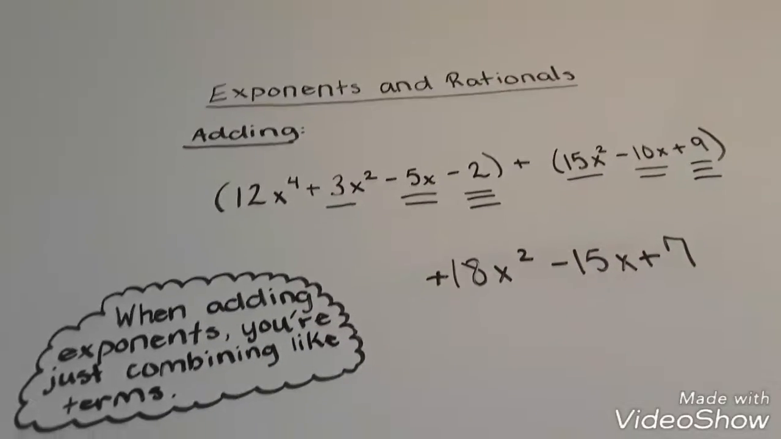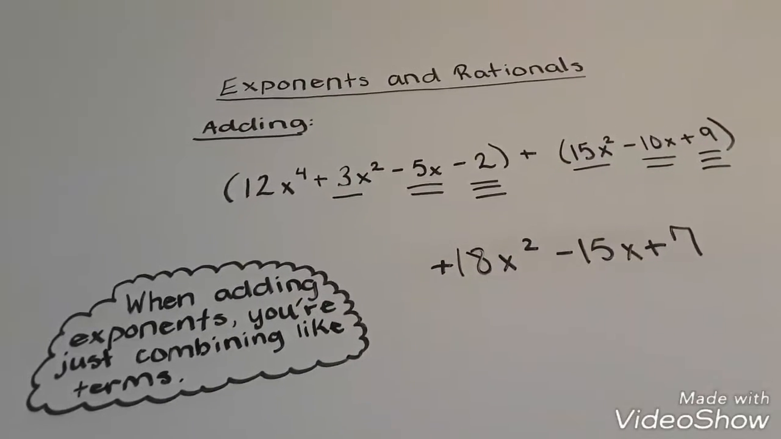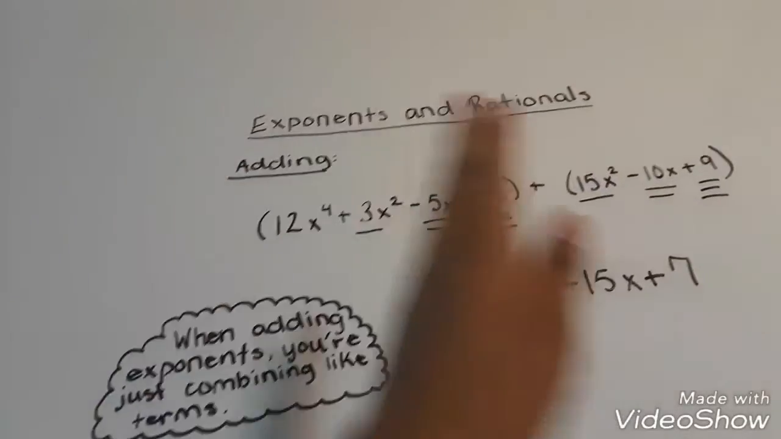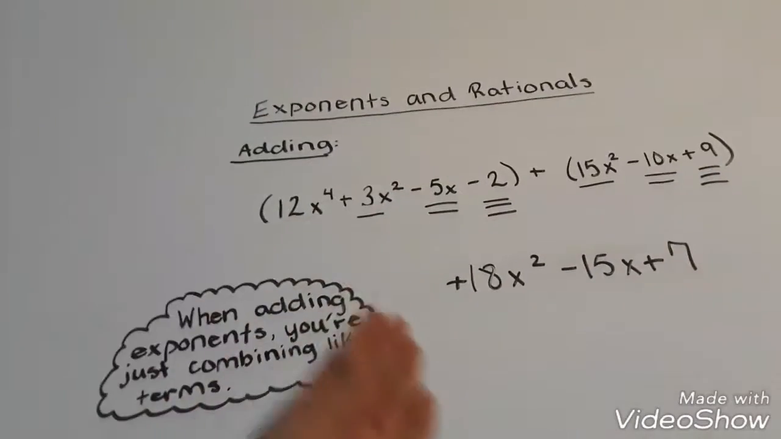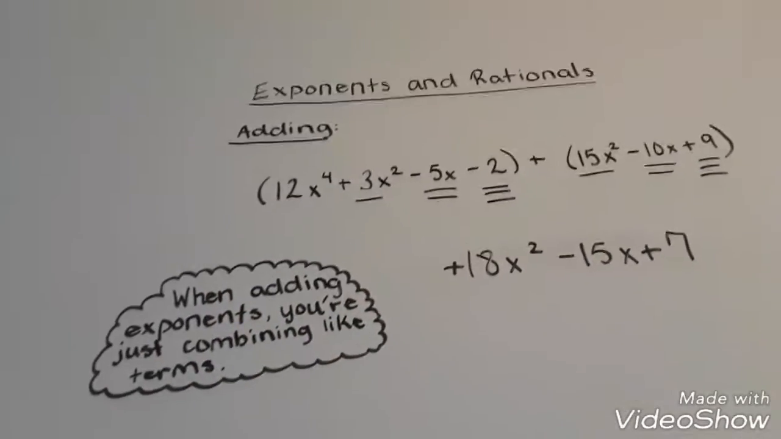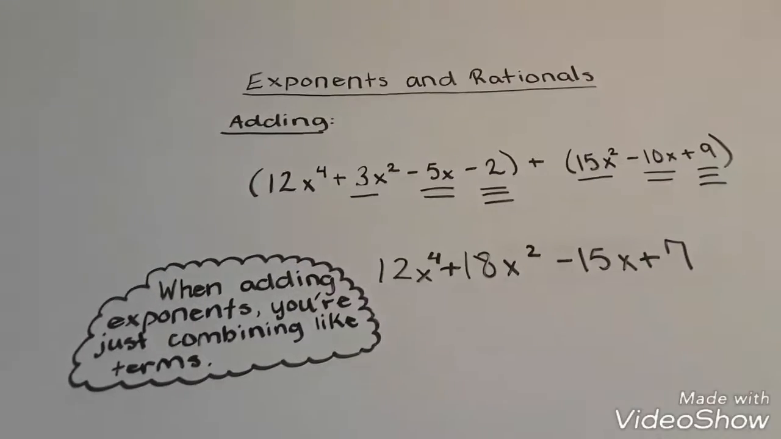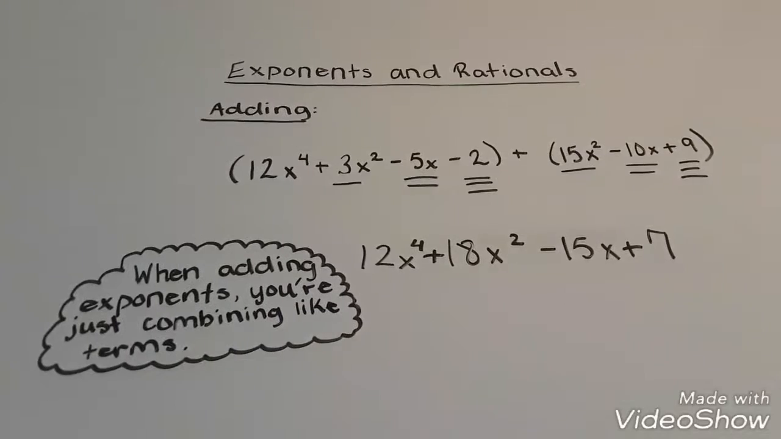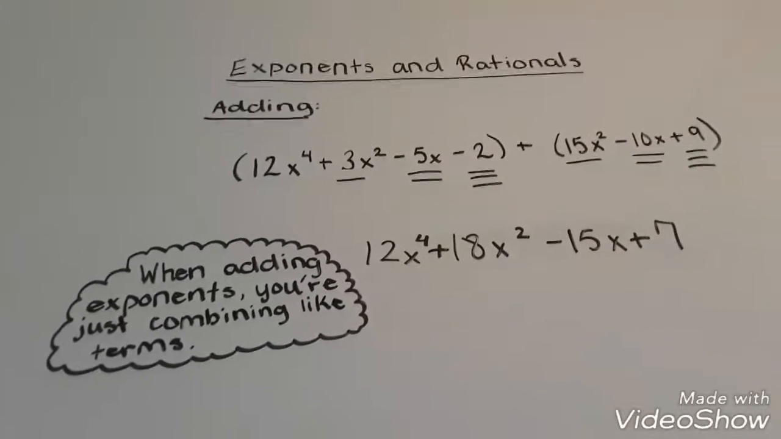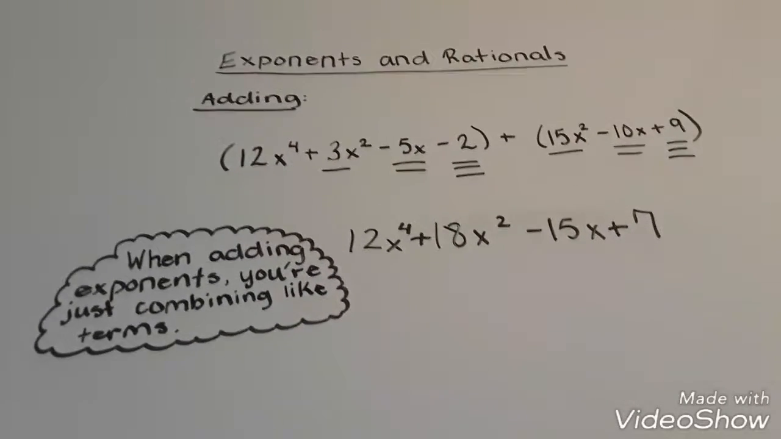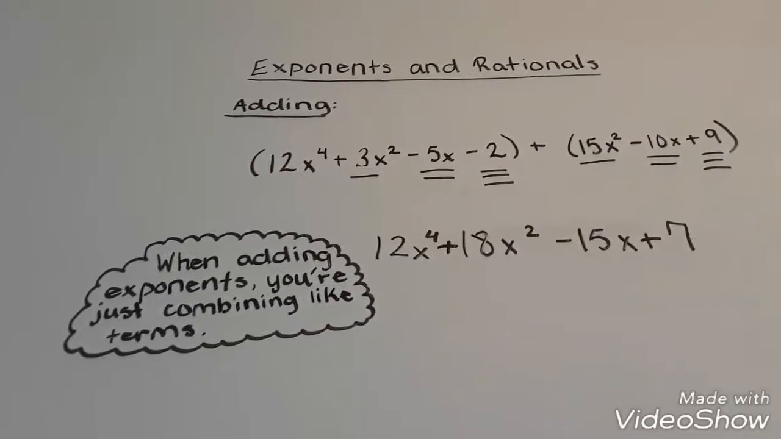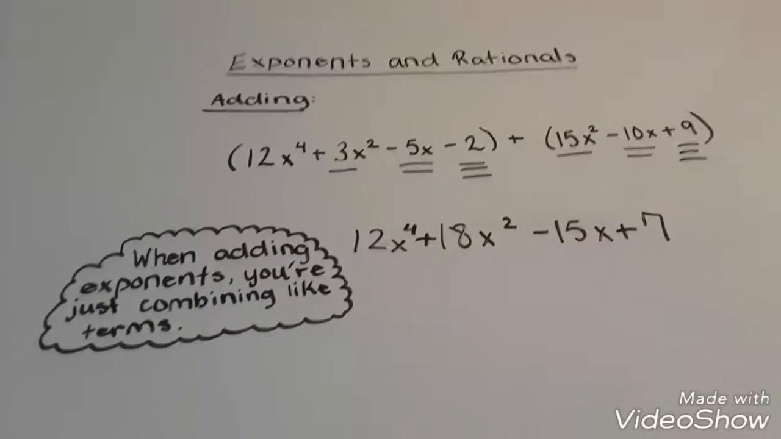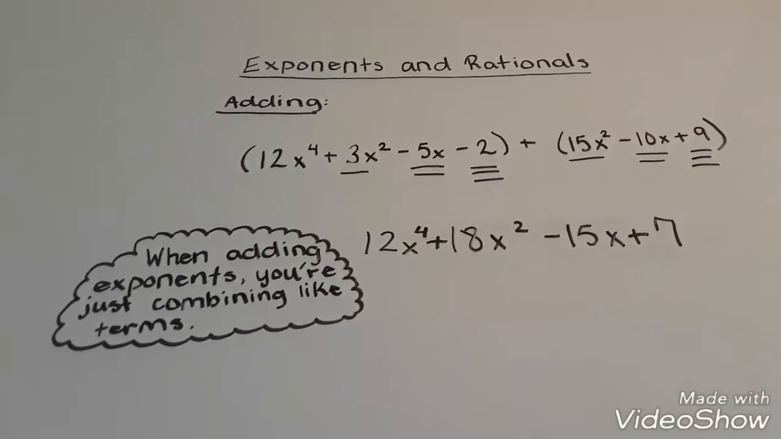But wait a minute, we're not done, since we have the 12x to the fourth power. What do we do with that? Well, since you can't combine it with anything else, all you have to do is just bring it down to the equation. Our new equation will be 12x to the fourth power plus 18x squared minus 15x plus 7. Now that we have done this, remember, adding exponents is just combining like terms. If you don't have a term that can combine with anything else, you're just going to bring it down.